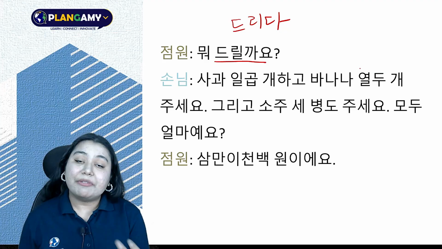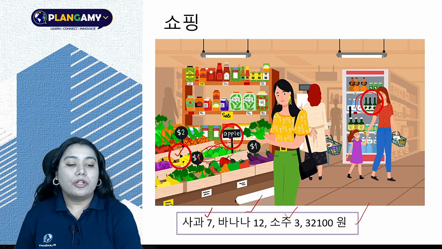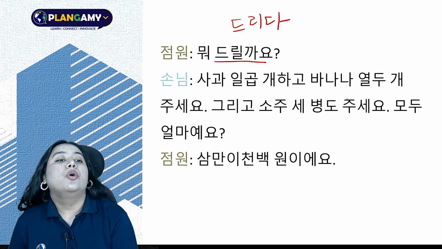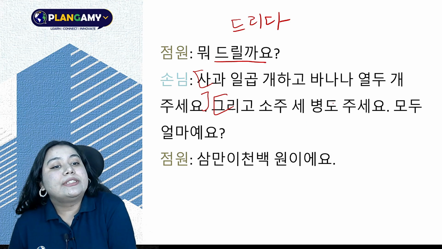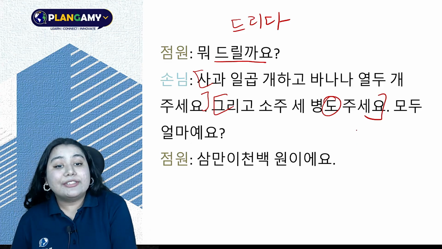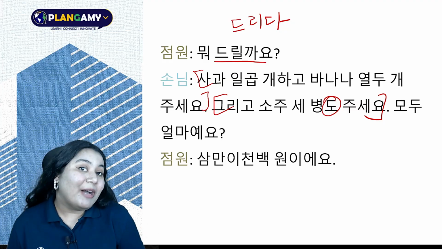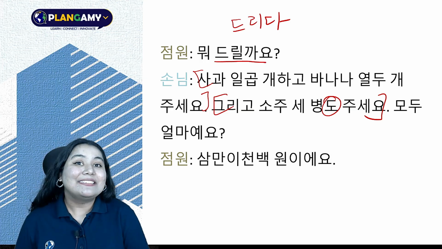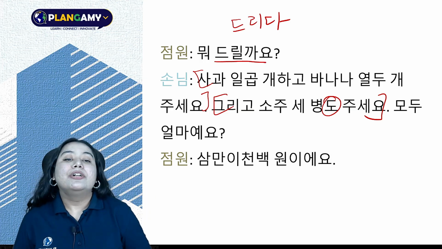Now, there are various ways when you are dealing with a lot of quantities, various things, to tell what all you want. So here, this person says, 사과 7개 하고 바나나 12개 주세요. Finishing the sentence. 그리고 소주 3병 더 주세요. Also, and also give me 소주 3병. 모두 얼마예요? How much is the total? There are various ways you can say something, you can ask something. Always keep that in mind. Whatever feels easier and more comfortable to you, use that.